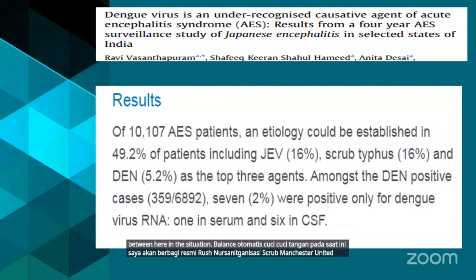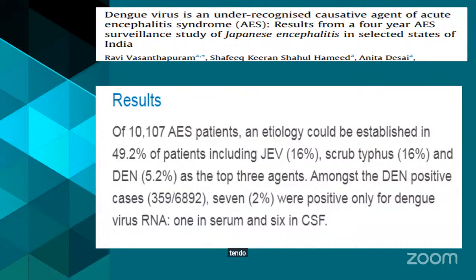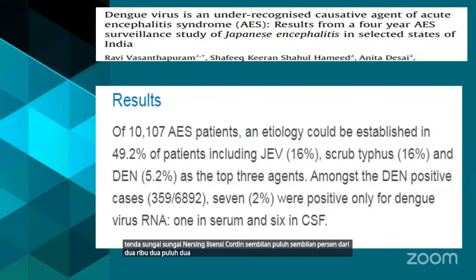And on scrub encephalitis, this is the largest study on AES done in India by the NIMHANS team. They followed up around 10,000 cases of AES. Interestingly, since it was done in a research mode, they were able to establish the diagnosis in around 49.2% of the patients. This is actually very high by Indian standards. Globally, only around 30% of cases get a diagnosis. Around 70% of patients do not have a diagnosis when they present with acute encephalitic syndrome.